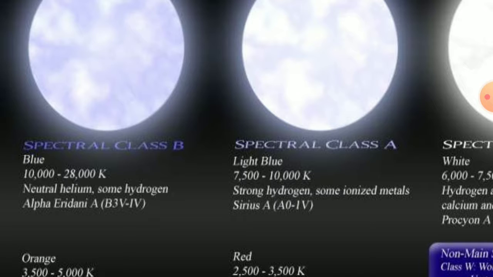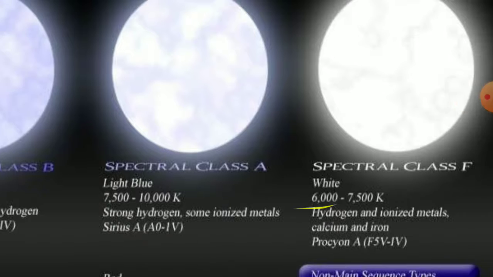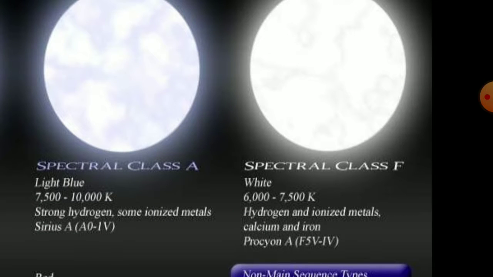found in between 7,500 to 10,000 K, which is composed of hydrogen and ionized metals. Example, Sirius. So one more thing is there, that is class F, which appears almost white in color because their surface temperature ranges from 6,000 to 7,500 Kelvin, which is composed of hydrogen and ionized metals or calcium ion.